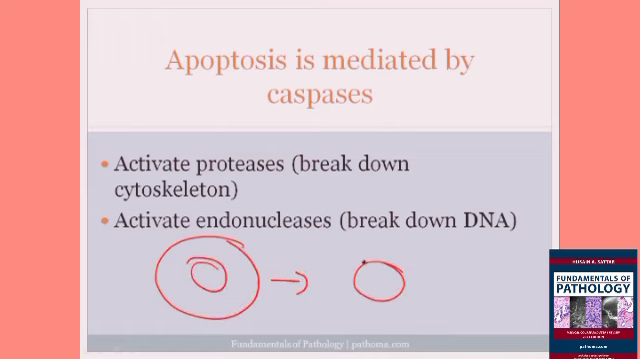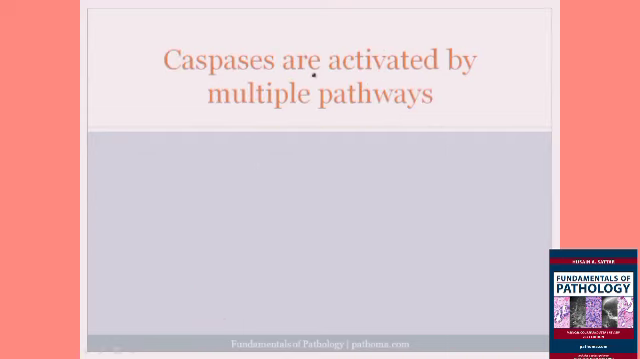All right. In the same way, if this is the cell and the cell contains this nucleus, and the cell's shrinking and the nucleus is going to shrink, then you also need to be able to crunch down that nucleus and break it down. And so endonucleases are the mechanism by which the DNA of the cell gets broken down. So for apoptosis, the key mediators are the caspases, and the caspases eventually activate the proteases, which allow for shrinking and breaking down of the cytoskeleton, and endonucleases, which allow for breaking down and shrinking of the DNA.